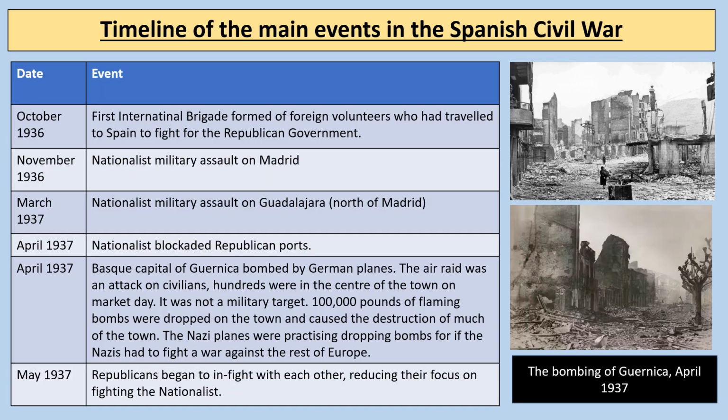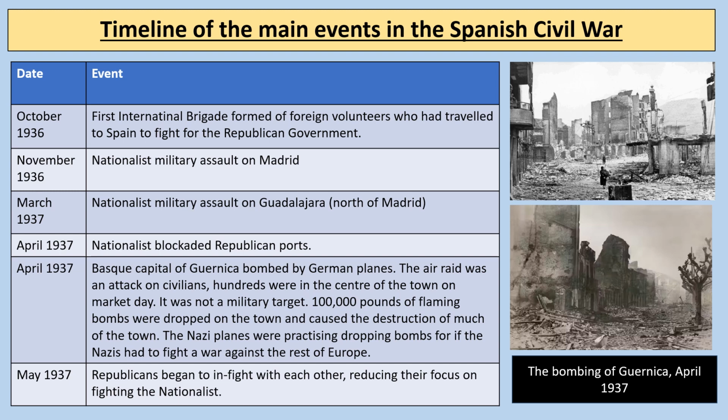So here's a timeline of some of the main events in the Spanish Civil War. One of the things that was a feature of the Spanish Civil War is that international brigades were formed of foreign volunteers who travelled to Spain to fight for the Republican government. So people like the British writer Ernest Hemingway, for example, who travelled over to Spain during the Spanish Civil War. In November 1936, there was a nationalist military assault on Madrid, and then in March 1937, a nationalist military assault on Guadalajara, which is a town north of Madrid.